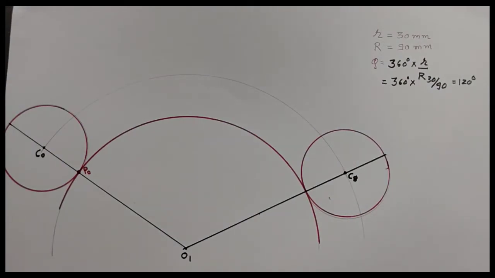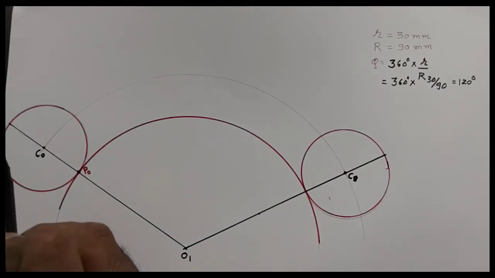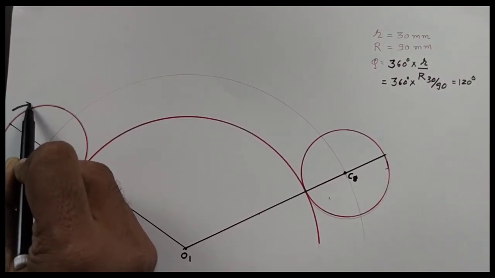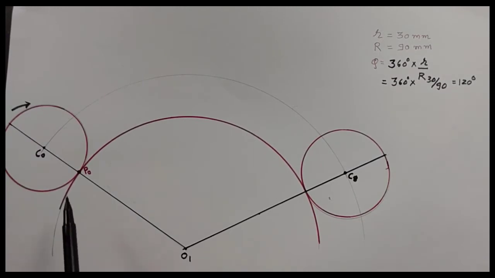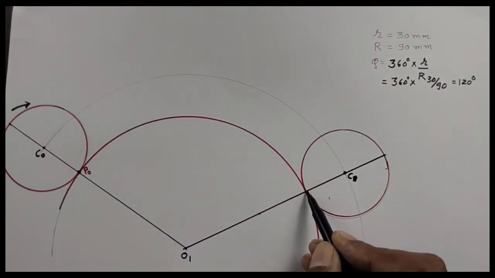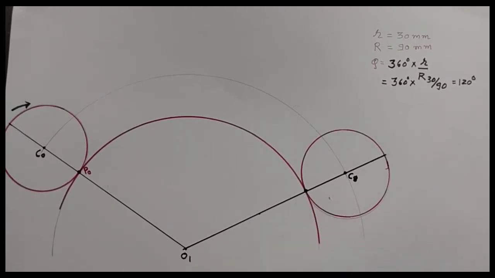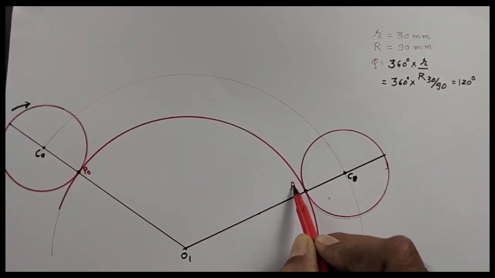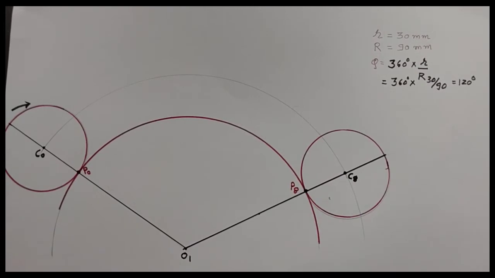So when my rolling circle travels in clockwise direction, your point P is initially here. After completing the one revolution, again your point is going to touch the directing circle at the position of P8. So we mark the P8.